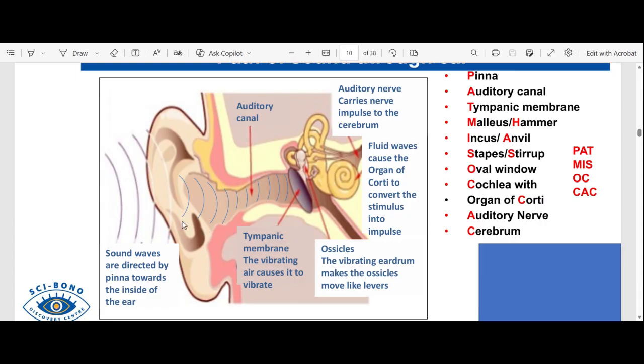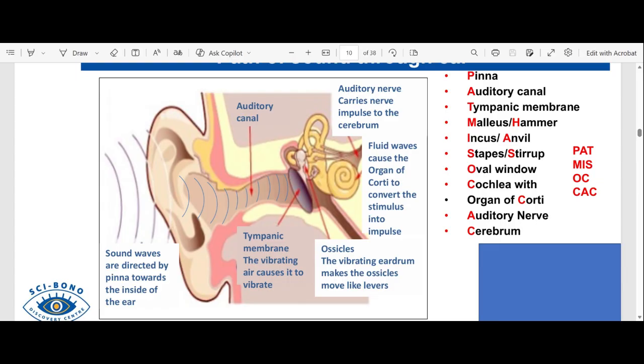Okay, let's start over again and explain the whole thing. The sound waves are trapped by the pinna, and the pinna will direct the sound waves through the auditory canal. Then the auditory canal will direct them to the tympanic membrane, causing it to vibrate. When your tympanic membrane is vibrating, it will cause the three ossicles to vibrate also. What's the function of the three ossicles? They will amplify the sound, transferring it from the tympanic membrane to the oval window.